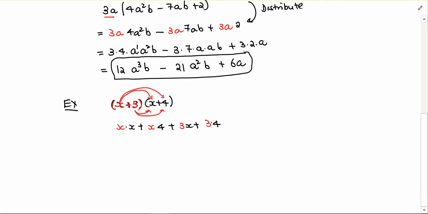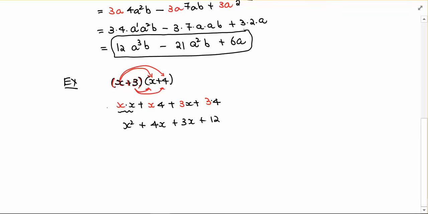and then multiply these. So over here we're going to get x squared. This is just 4x, this is just 3x, and that's 12. And if you can combine like terms, you must. So right here and right there, you can combine them. So that's 7x plus 12. Descending order, all multiplied. Perfect.